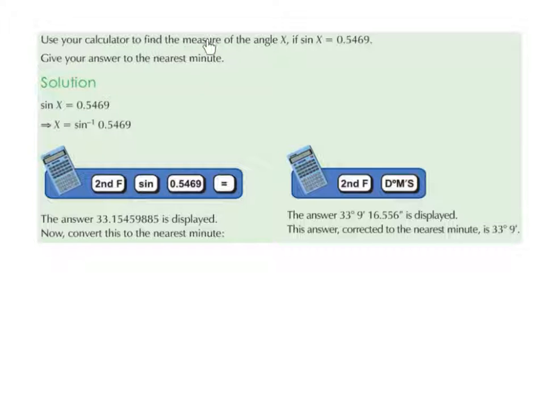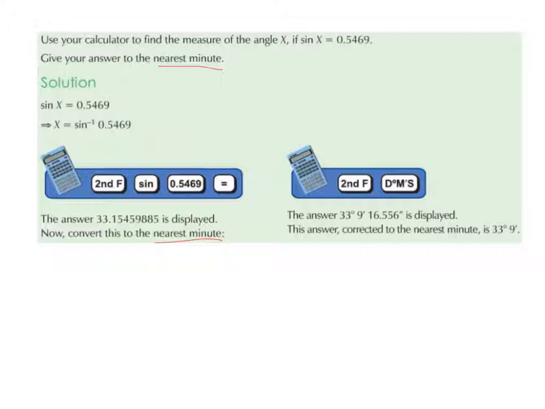Use your calculator to find the measure of angle x if sine of x is equal to 0.5469. Give your answer to the nearest minute. So sine of x is equal to 0.5469. So x is going to be sine minus 1 of 0.5469. This is the inverse. To get this on the calculator, we press second function, sine, key in our number, 0.5469, and equals. The answer 33.15459885 is displayed. Now convert this to the nearest minute.